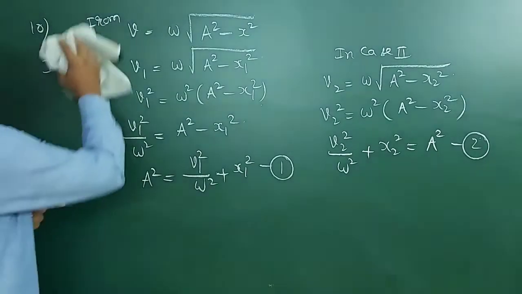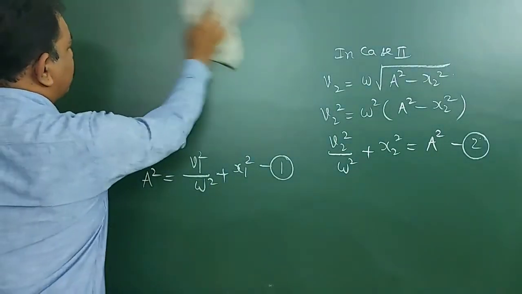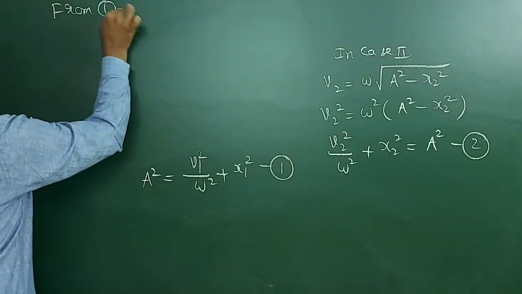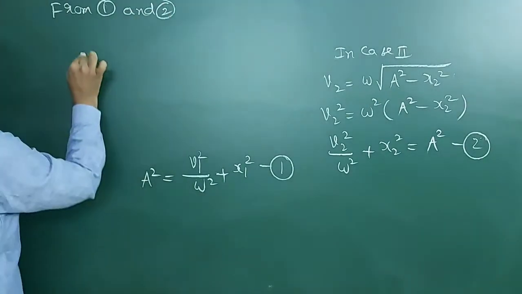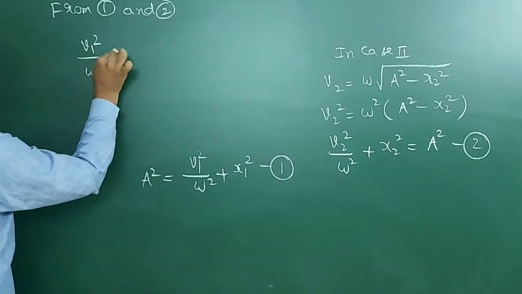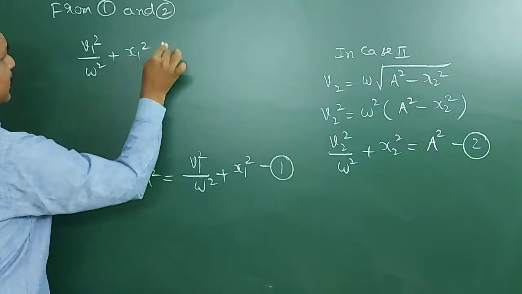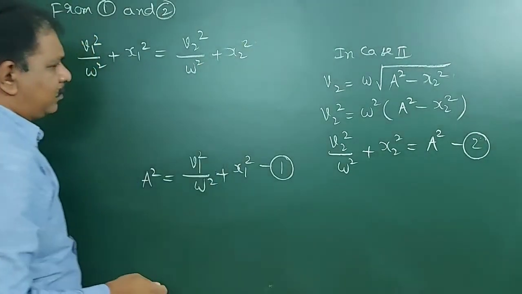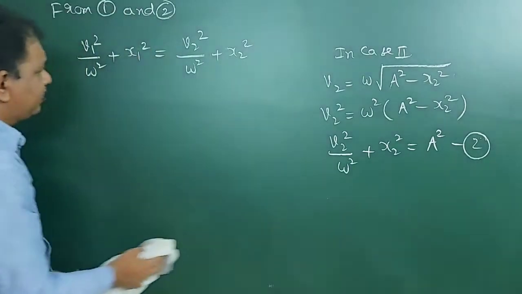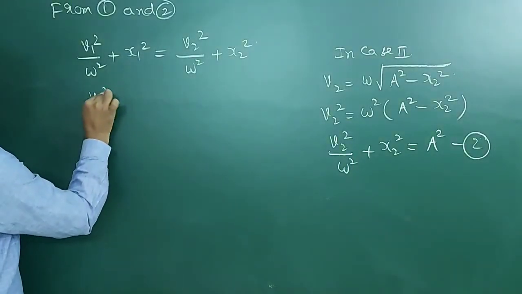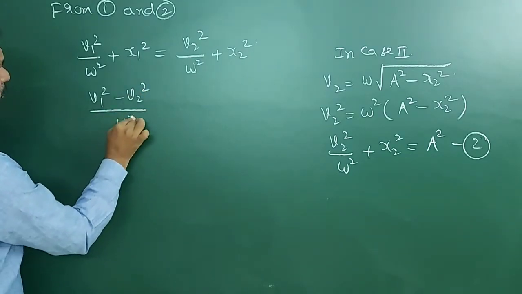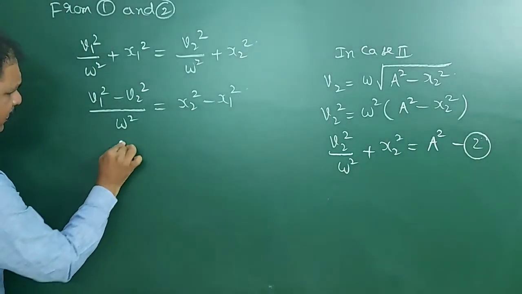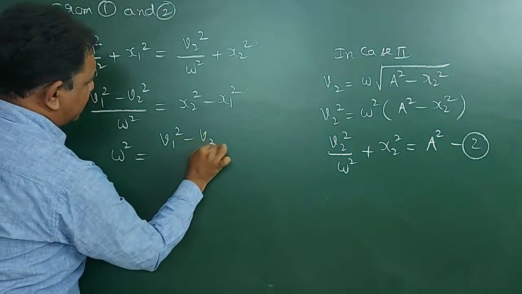What to do? See. From 1 and 2, v1 square by omega square plus x1 square equals v2 square by omega square plus x2 square. So (v1 square minus v2 square) by omega square is equal to x2 square minus x1 square. Omega square is equal to this one.